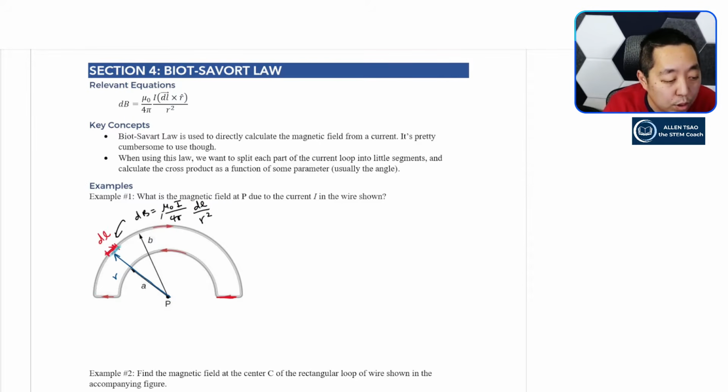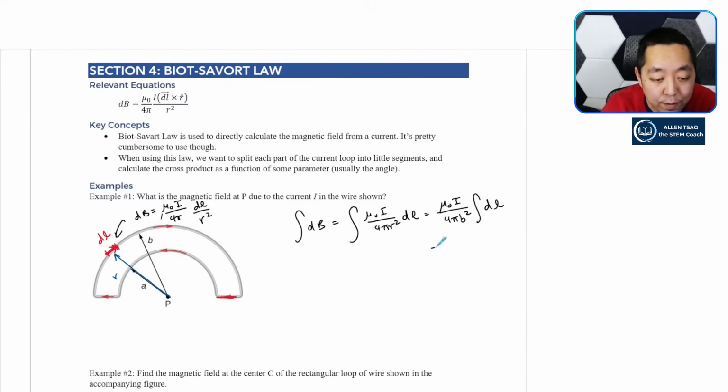Okay? So if I want the total magnetic field due to this piece, I integrate this dB, which is the integral of mu naught I over 4 pi r squared dL. The r is constant during this time. The r is actually equal to b. So it's mu naught I over 4 pi b squared times the integral of dL, which is just the length of this loop, which is half of a circumference, which is pi times r, or b in this case. So the pi's cancel and one of the b's cancels. So I get the magnetic field from this segment here is mu naught I over 4b.